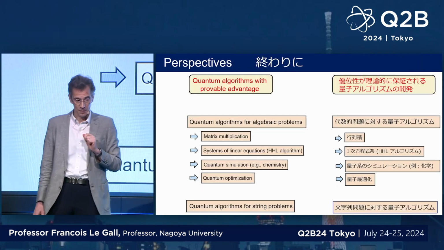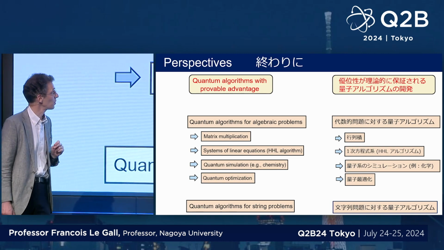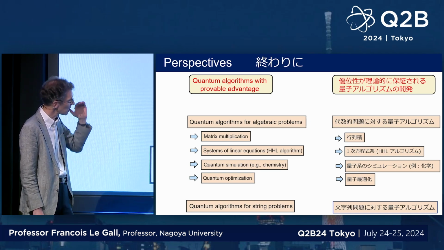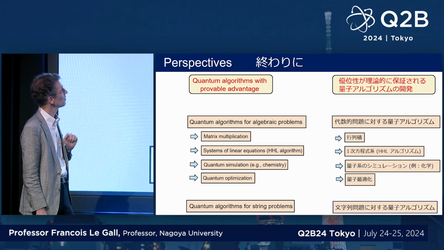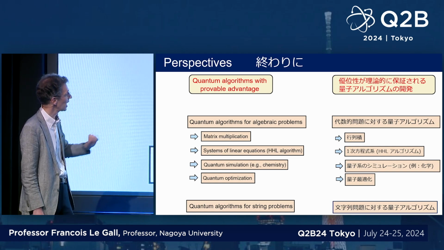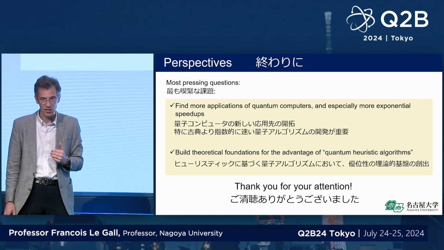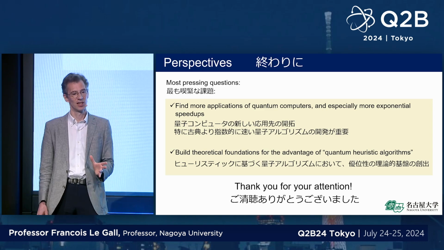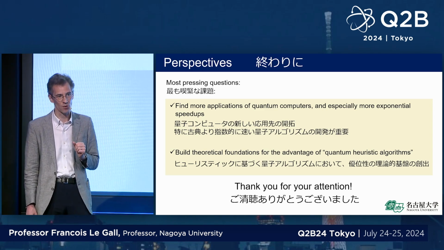Okay, so I will finish here. I presented to you some of my favorite research problems with a provable advantage over classical computers: matrix multiplication, systems of linear equations, quantum simulation for chemistry, quantum optimization, and quantum algorithms for string problems. I will finish by mentioning two pressing questions. In my opinion, the most important open question is to find more applications of quantum computers, especially more exponential speedups. This is really crucial for the future of quantum computing.